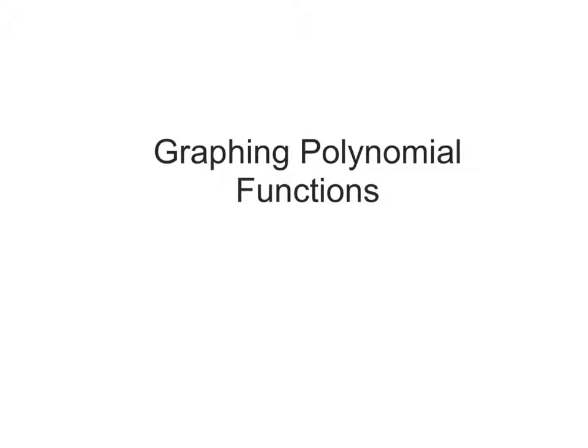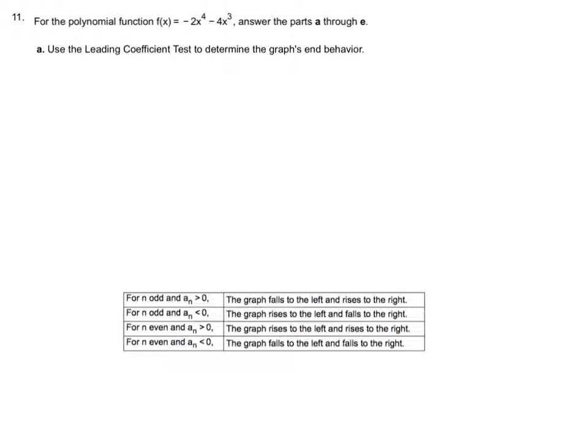Graphing polynomial functions. For the polynomial f of x equals negative 2x to the fourth minus 4x cubed, answer parts A through E. Part A, use the leading coefficient test to determine the graph's end behavior.